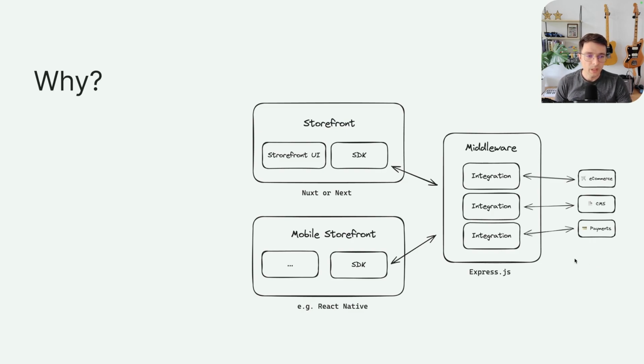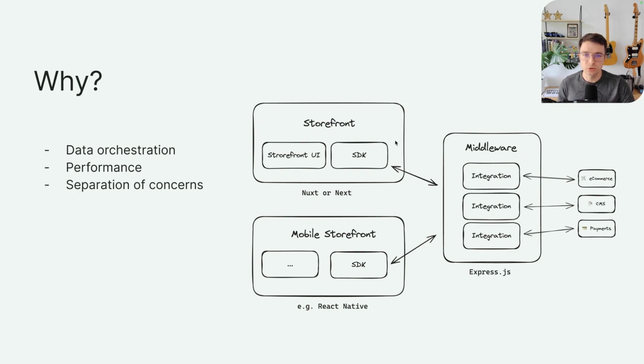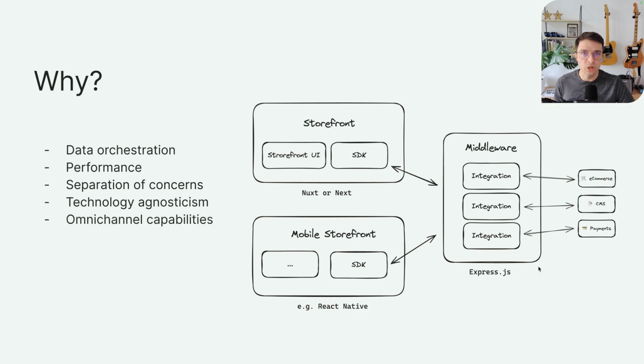Let me explain why. This architecture allows for easy data orchestration, which is data manipulation between different backend systems. This is a heavy operation, so moving it away from the storefront to the middleware improves the performance. This also gives you a nice separation of concerns, so the storefront is responsible only for the visual part and the middleware takes care of all heavy data processing. Our SDK is technology agnostic. This means that this is a purely TypeScript package which you can run in any JavaScript environment. So for example, you can build a React Native application, and this is the omnichannel capability.